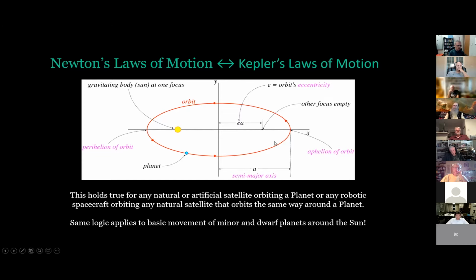And so this is just the basic structure of an orbit. Most orbits in the solar system and orbits around other stars, stars orbiting around other stars, and planets in other planetary systems are going to be in elliptical orbits.